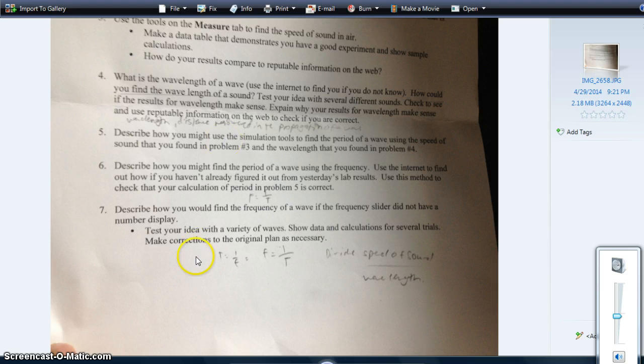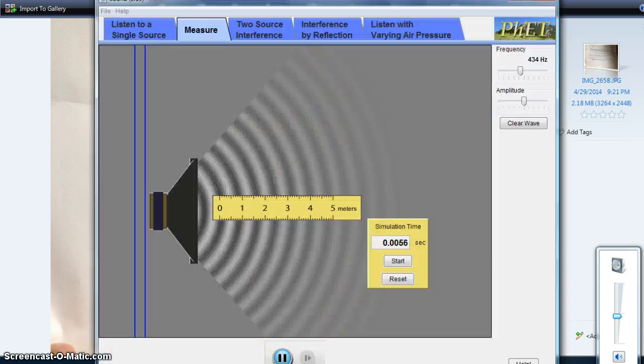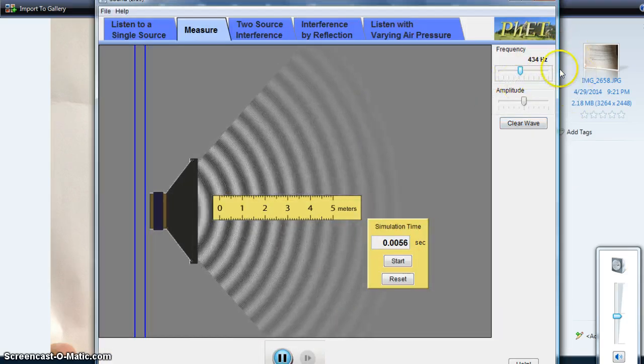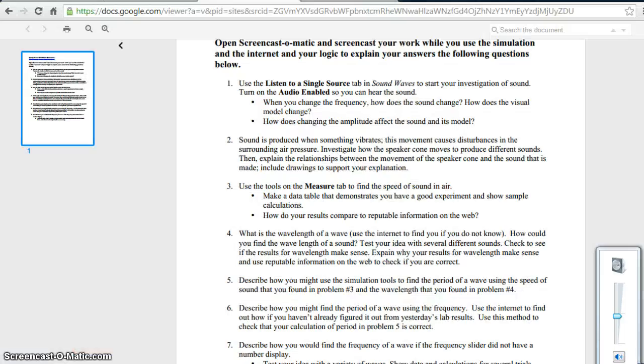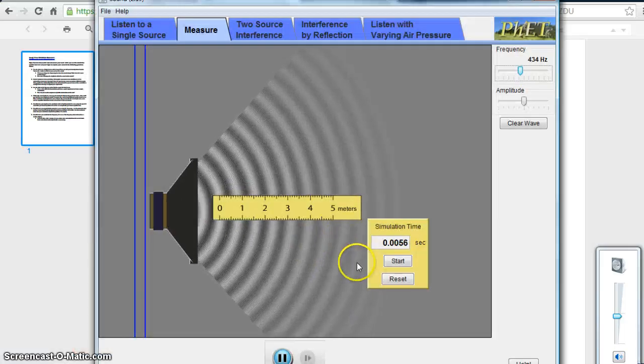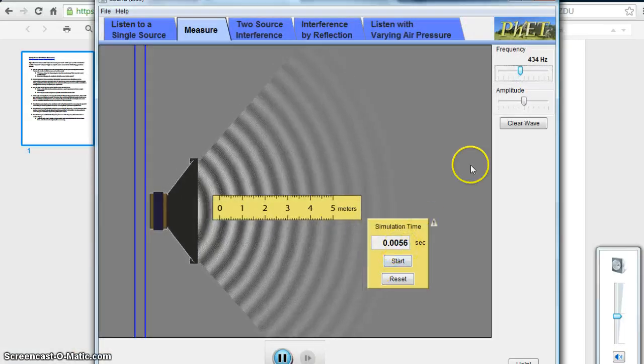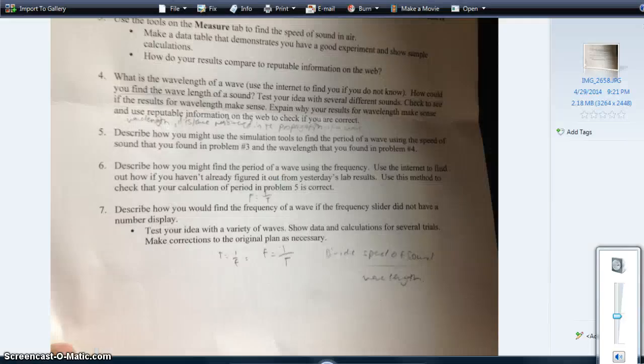Number 7 is describe how you would find the frequency of a wave if the frequency slider did not have a number display. So if this frequency number was gone, how do we find it? For number 7, we just have to find f equals 1 over T. It's asking for the frequency of a slider. If we're losing this one, what do we have to do?